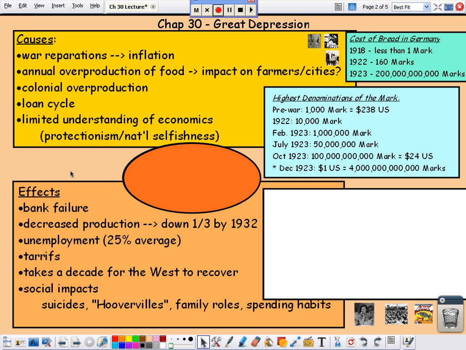Now, what makes it worse, not what starts it, but what makes it worse? Black Tuesday, the stock market crash. And to understand that, you have to understand a few other problems.